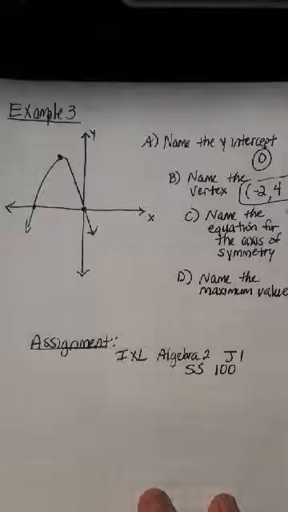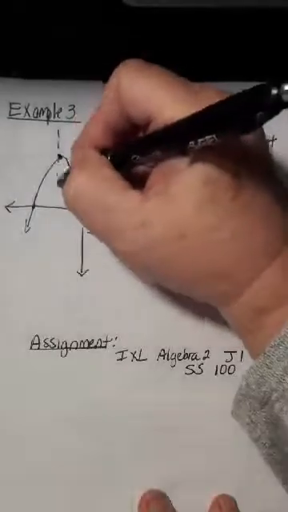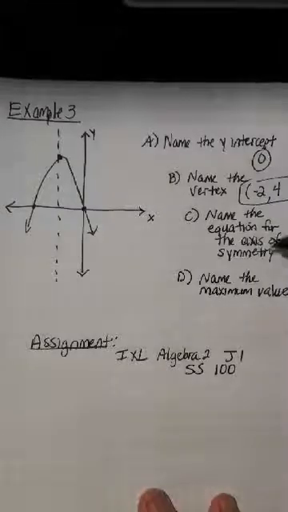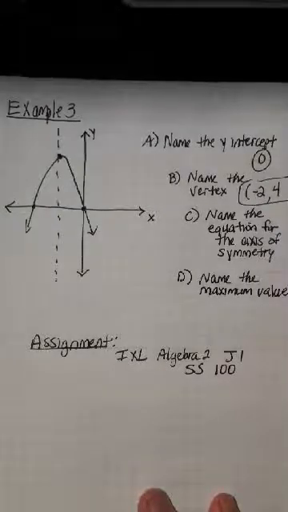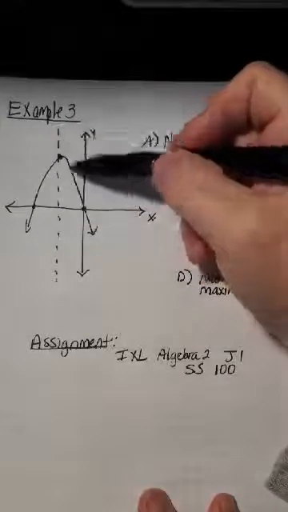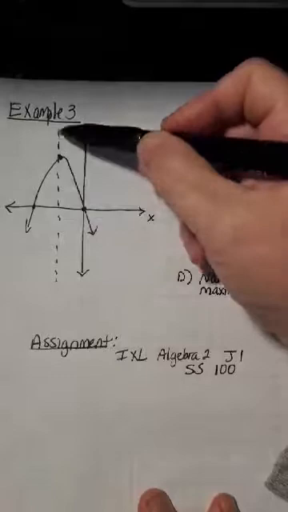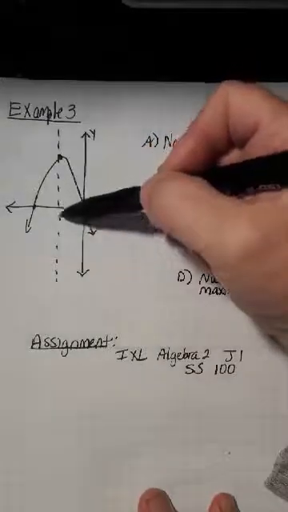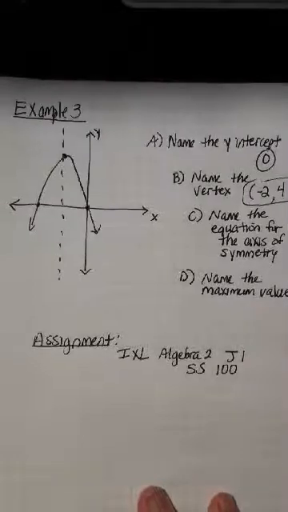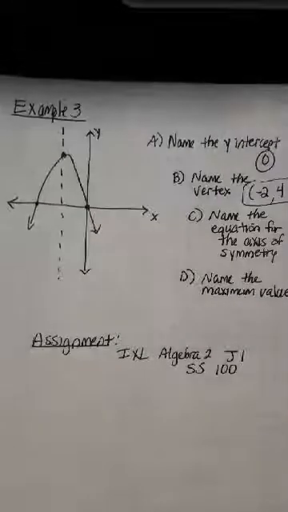Part C, name the equation for the axis of symmetry. Remember, the axis of symmetry goes through that vertex. It's a vertical line that you don't really see. It's an imaginary vertical line. And so the axis of symmetry is always x equals. And then it's going to be x equals -2, because it goes through over here on the x-axis at -2.